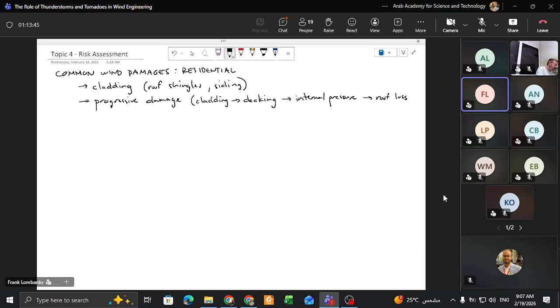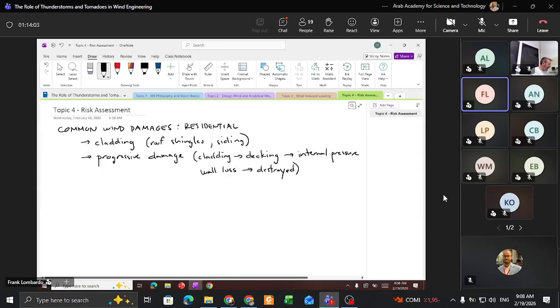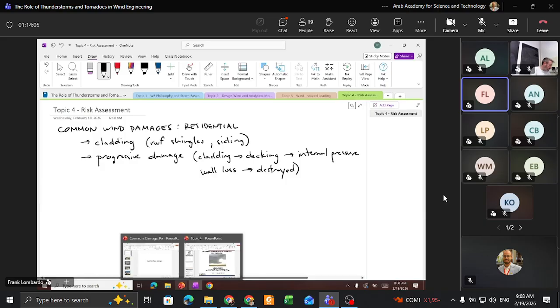Okay, then you might have roof loss. We'll move down here. Loss of the walls, and then, okay, eventually complete destruction. Okay, and so going back to the EF scale, I'll show the slide here briefly.